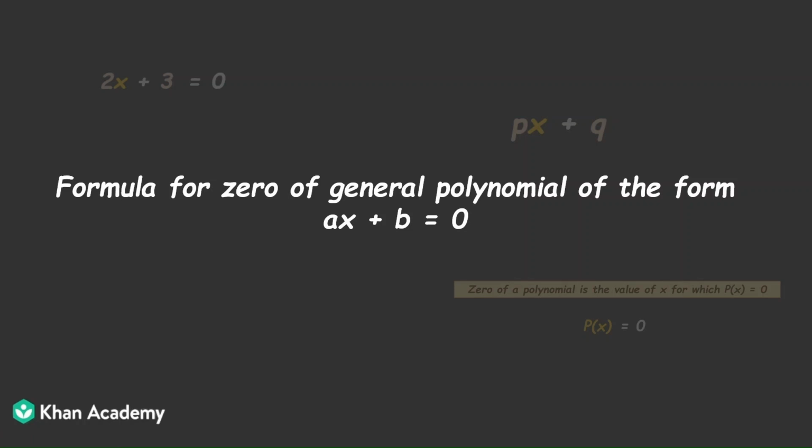Hello everyone. Today we'll discuss the formula to get the zero of a general polynomial of the form ax plus b is equal to 0. So first, let's talk about a linear polynomial in one variable. Let's say our polynomial called p of x is equal to a into x plus b.